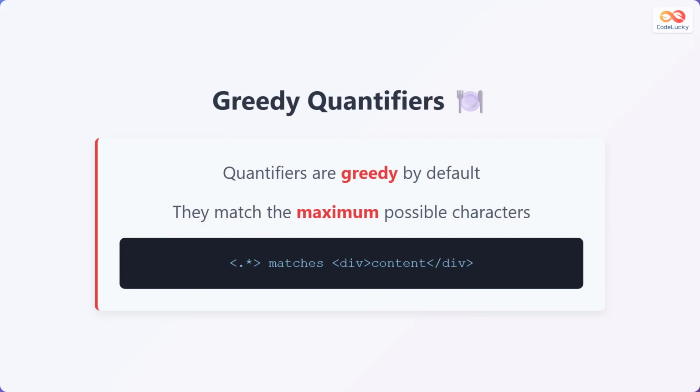Quantifiers in regular expressions are greedy by default. This means they attempt to match the maximum possible number of characters that satisfy the pattern. The example on the slide shows that the pattern less than symbol, star, greater than symbol will match less than symbol div greater than symbol content less than symbol / div greater than symbol. It tries to find the longest possible string that starts with a less than symbol and ends with a greater than symbol.